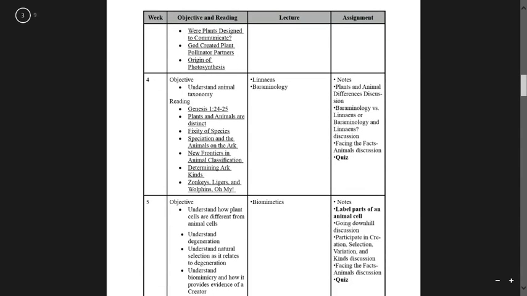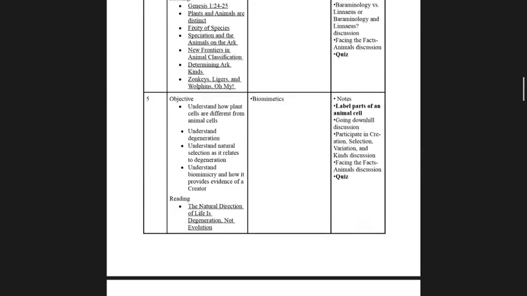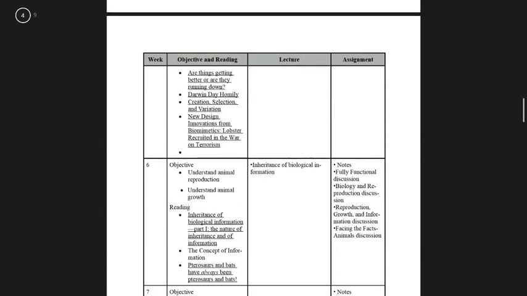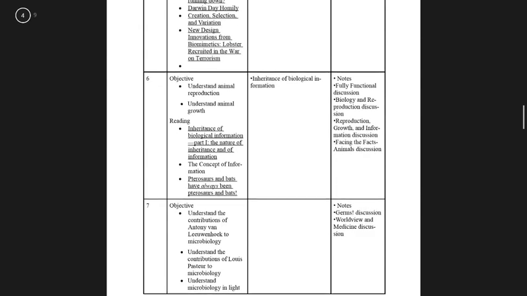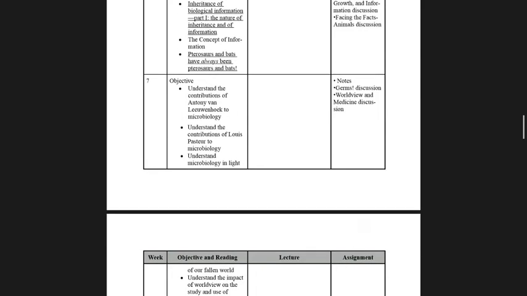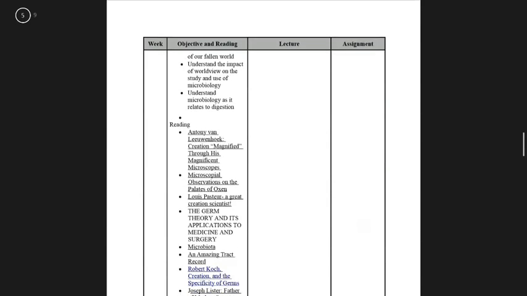Week 4 we turn over to animals, and we're not going to be doing a model of an animal cell, but we are going to be working on labeling the parts of an animal cell. So that is going to be due on week 5. Again, more readings. Week 6, talking about inheritance and biology and genes, things like that. Week 7, we go into germs and microbes.